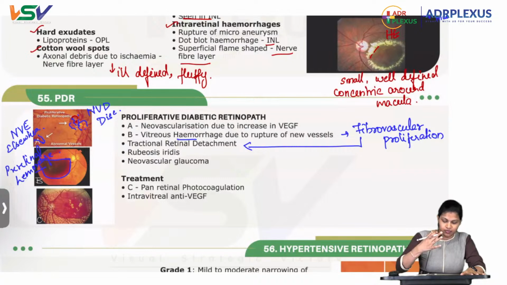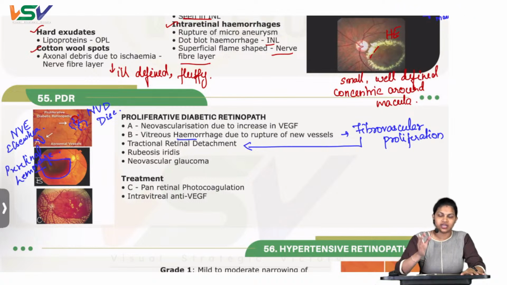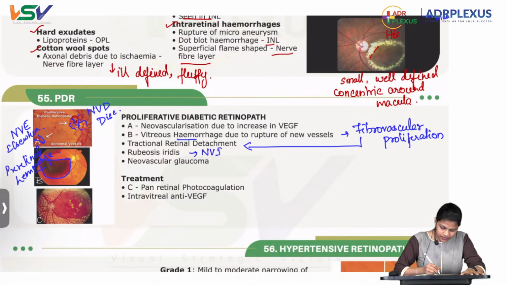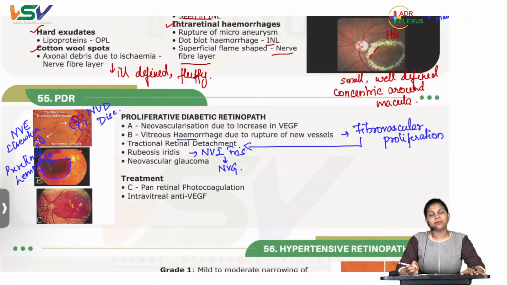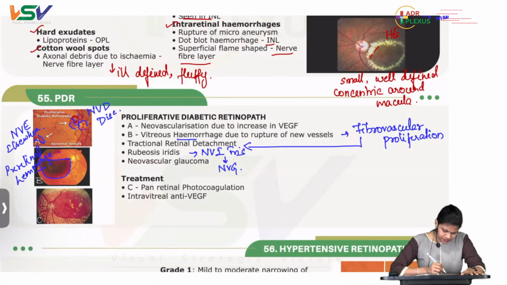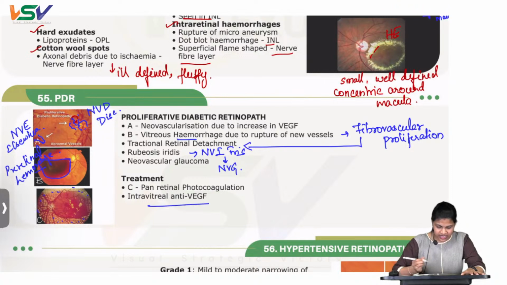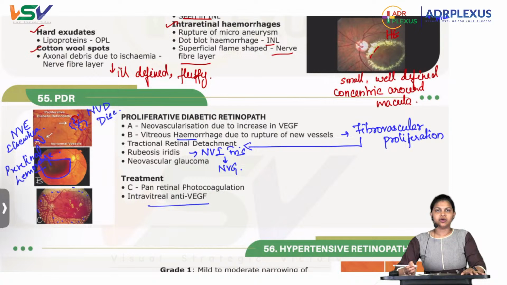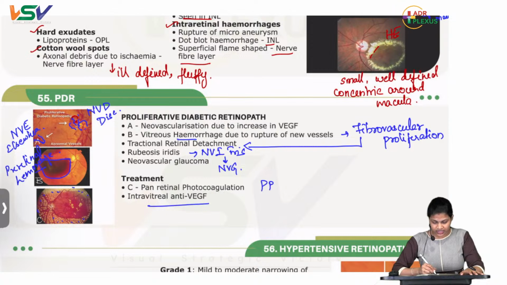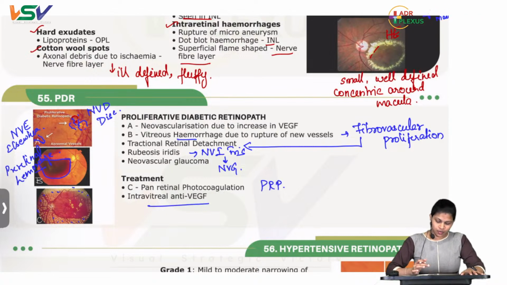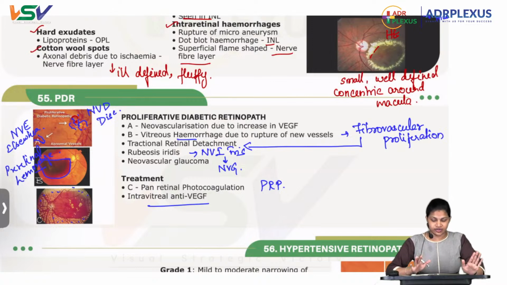And after the posterior segment neovascularization, neovascularization occurs in the anterior segment, which is rubeosis iridis, that is neovascularization of the iris, NVI, and then it can lead to NVG, neovascular glaucoma. So the treatment would be pan-retinal photocoagulation. So you are going to stop this hypoxia by this pan-retinal photocoagulation. Okay, this laser you can see, and intravitreal anti-VEGF. If there is associated macular edema, then you can give intravitreal anti-VEGF along with pan-retinal photocoagulation, which we call PRP. So this is about non-proliferative and proliferative diabetic retinopathy.